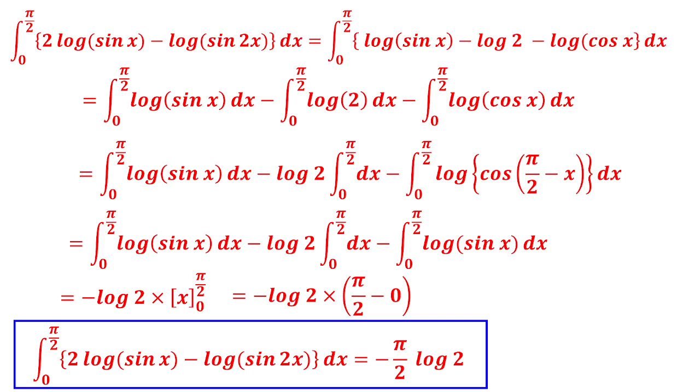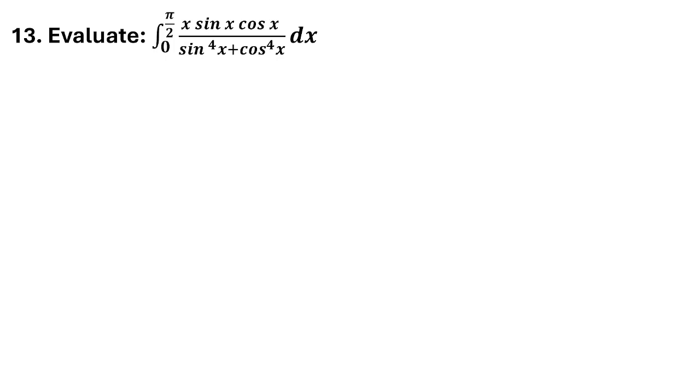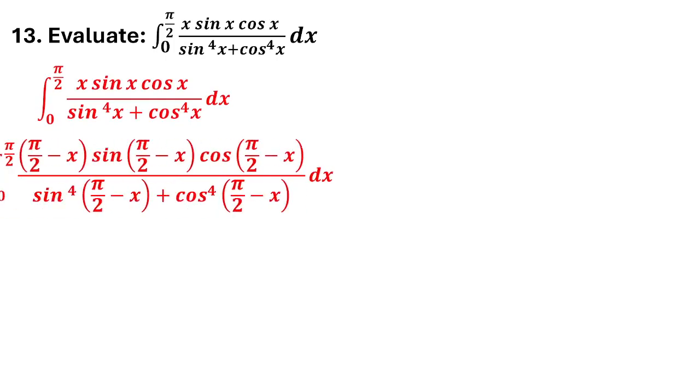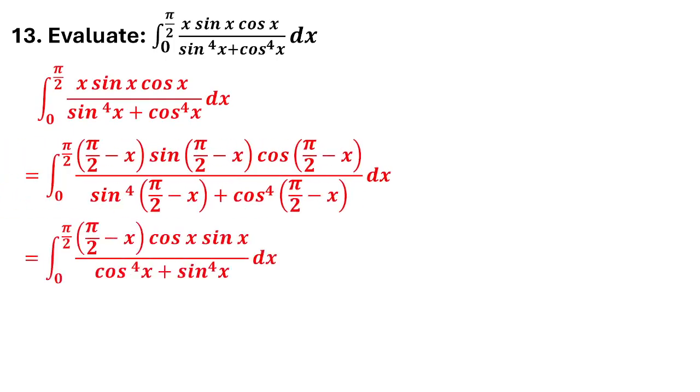This is a very, very interesting problem. It is in the NCERT textbook also. Well, question number 13. Evaluate integral 0 to pi by 2 of x sin x cos x by sin power 4 plus cos power 4. It is a 0 to pi by 2 problem. Therefore, replace x by pi by 2 minus x. Let us replace. I am replacing everywhere. Sin pi by 2 minus x will become cos. Cos pi by 2 minus x will become sin.